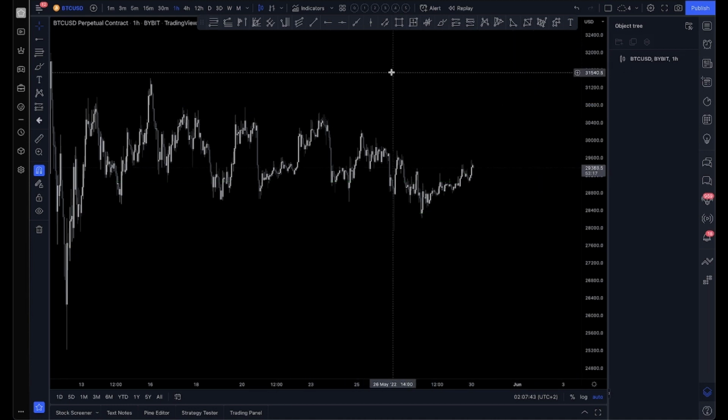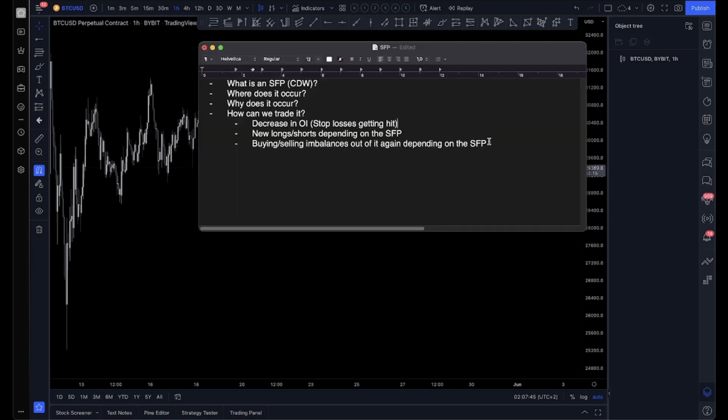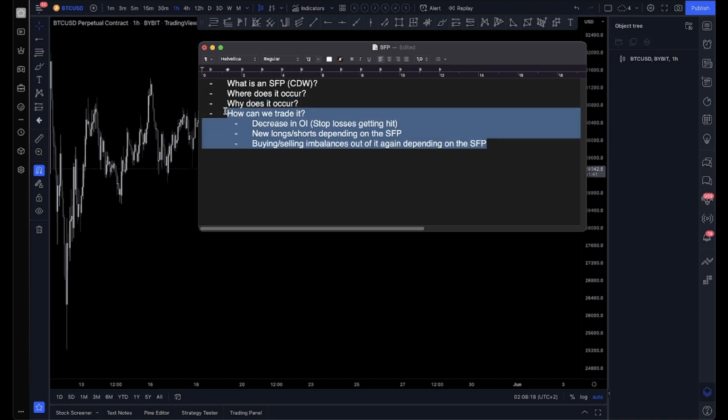So that's it. I don't think I have anything to add to that. You know what an SFP is now. You know where it occurs, what time frame, and where on the charts. Why does it occur? I have explained that as well. And then how can we trade it? I have explained that as well and have given some examples.